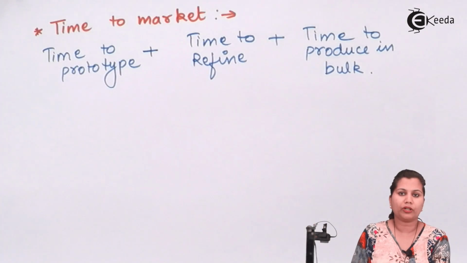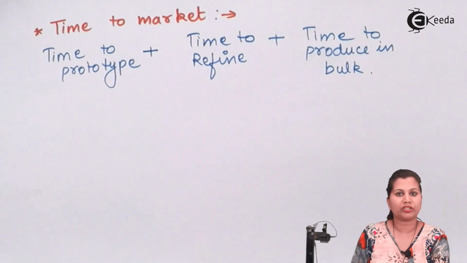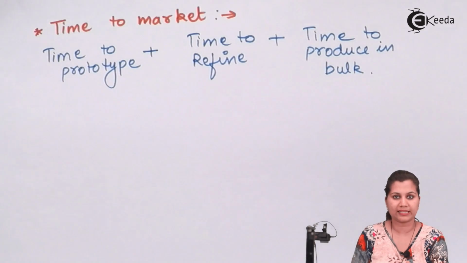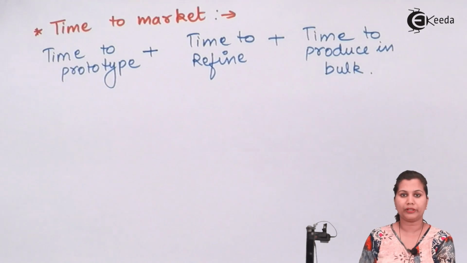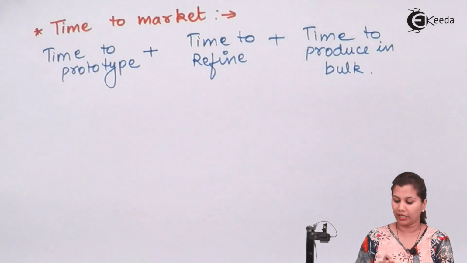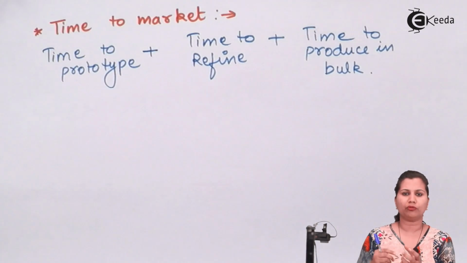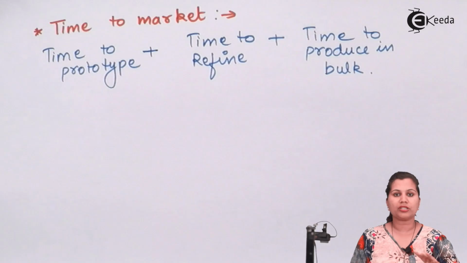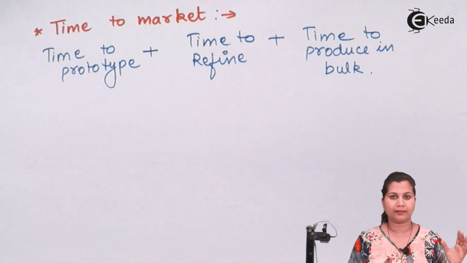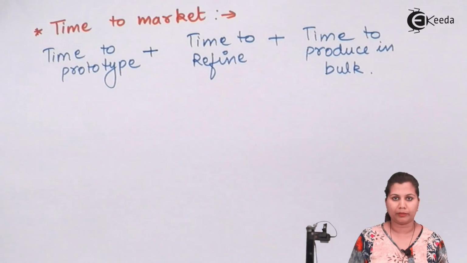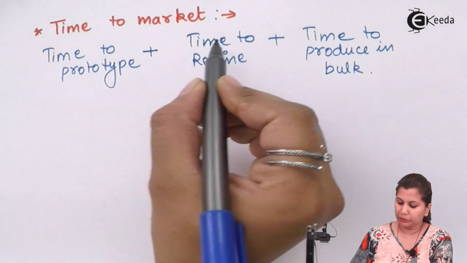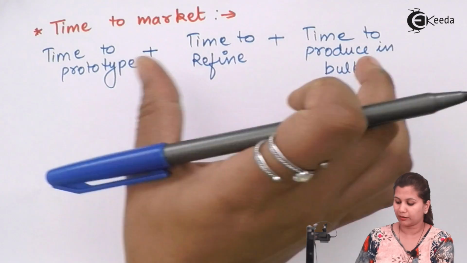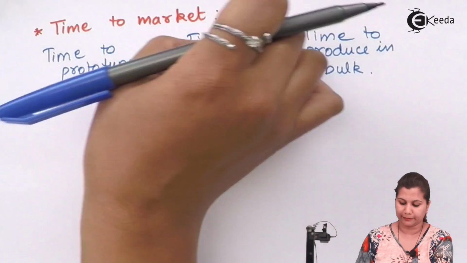Take the example of the watch. A watch is also an embedded system, called a display system, which displays the time. In the watch, first we make the prototype. Then we do the refinements, checking whether all the parts of the watch are correctly placed and whether it indicates the right time or not. Then the watch is produced in bulk, and then it is put in the market for selling. So time to prototype, time to refine, and time to produce in bulk constitute the time to market.